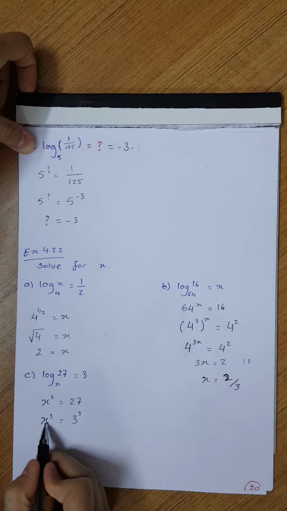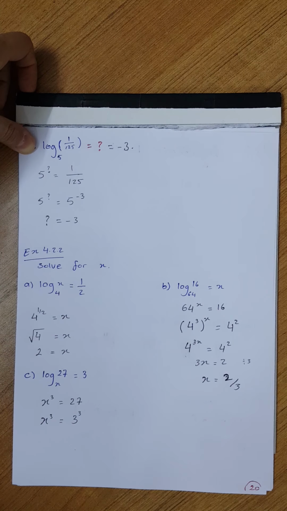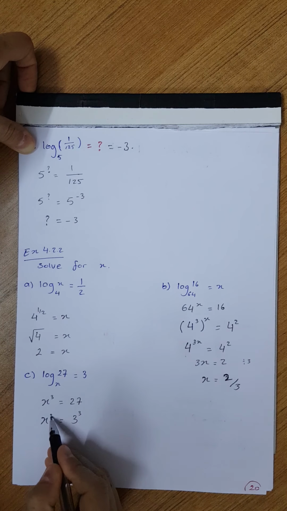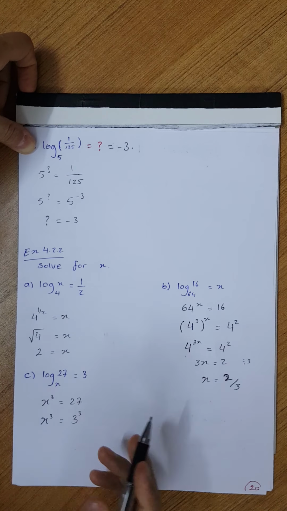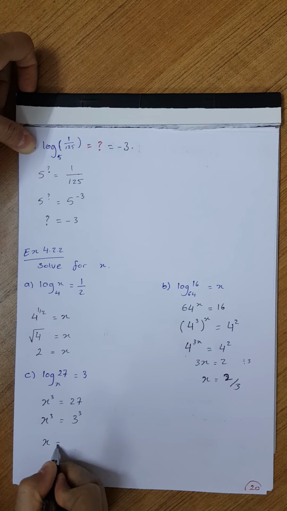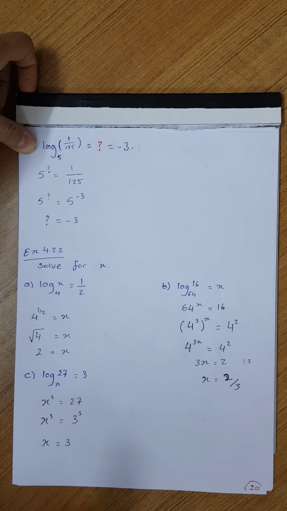Here we don't say that the bases are equal to each other so the powers will equal to each other. Here the procedure is opposite. We say the powers are equal to each other, then the bases must equal to each other. So x is equal to 3. So what's the value of that x given in here? It is equal to 3.